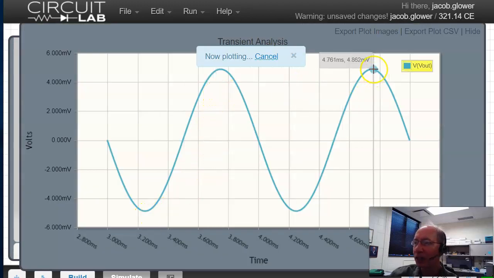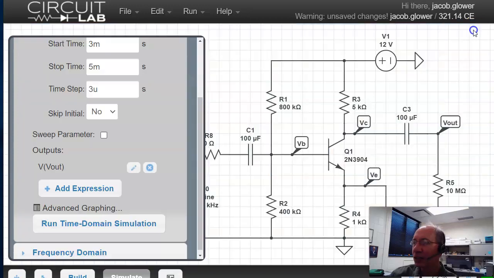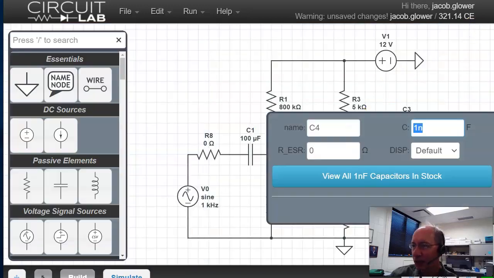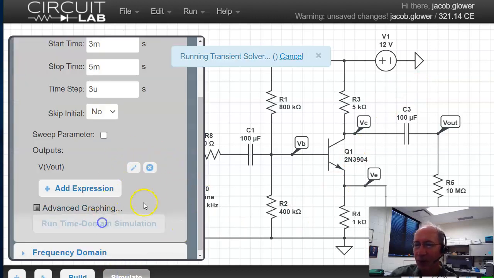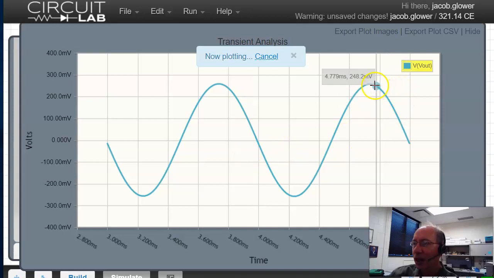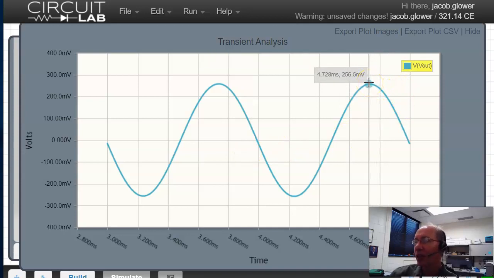That's what I get. If I look at the peak, it's wrong. That's because C4 is wrong. It should be 100 microfarads. Try it again. Simulate it. And the output peak is 256 millivolts. That's the open circuit gain, that's A out. This is a gain of 256.